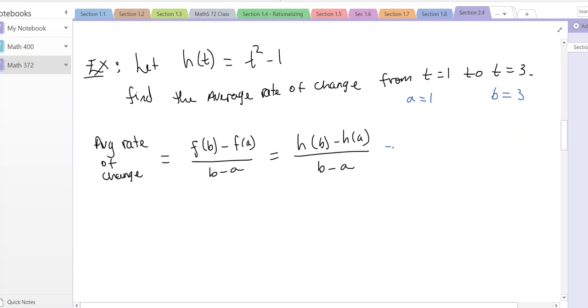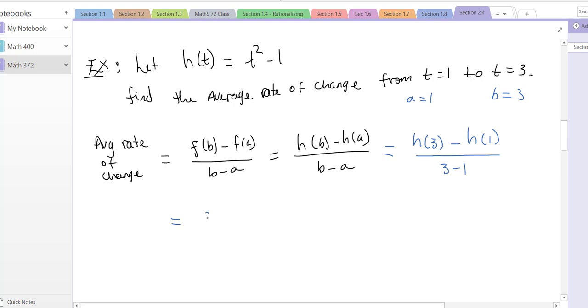So our average rate of change is going to be h of 3 minus h of 1, right? h of b minus h of a over b minus a. So over 3 minus 1. So what is that? So h of 3, I'm going to go to my h, and notice that t is being replaced by 3. Everywhere I see a t, we're going to plug in 3.